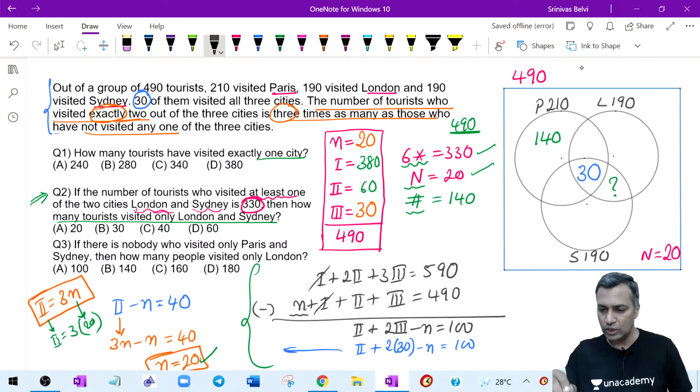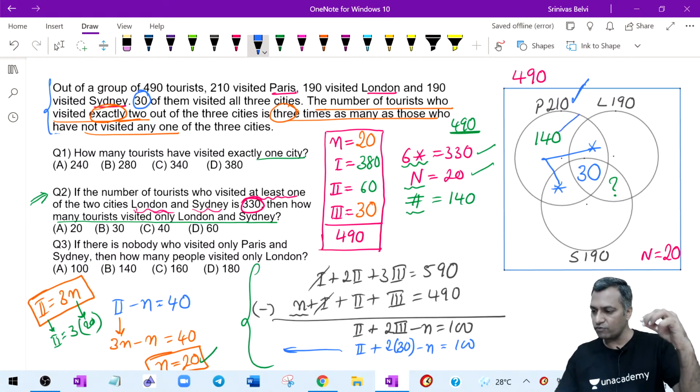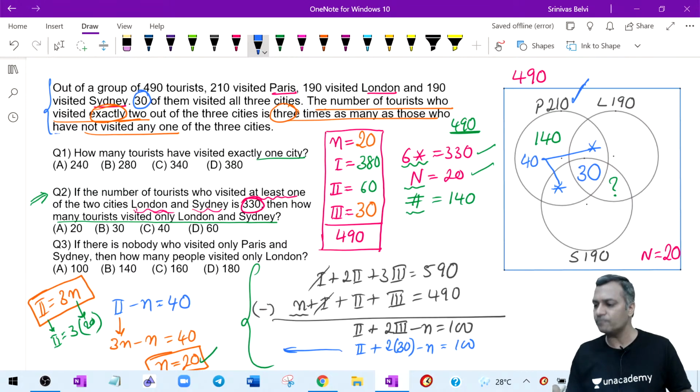Then what you do? Look at this 210. Out of this 210, you know the value of this. All right, now therefore the remaining 2 stars put together, these two put together will be equal to 140 plus 30 is 170. Therefore the remaining things would be equal to another 40.